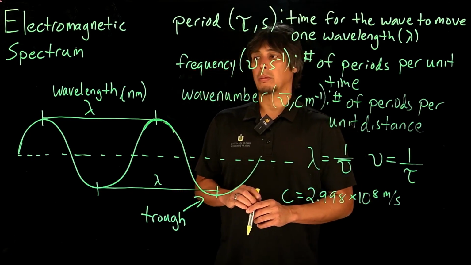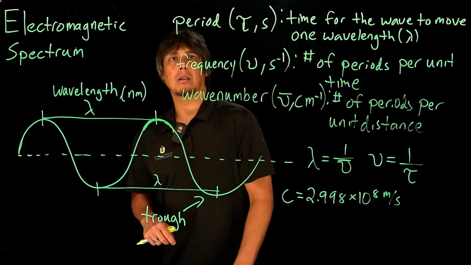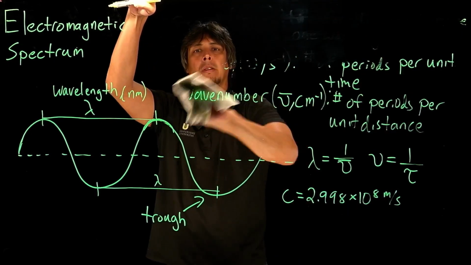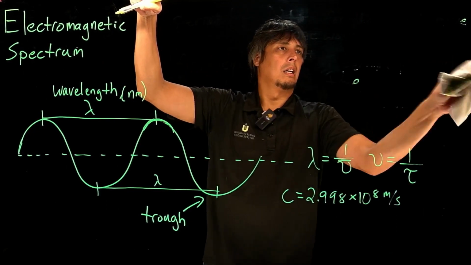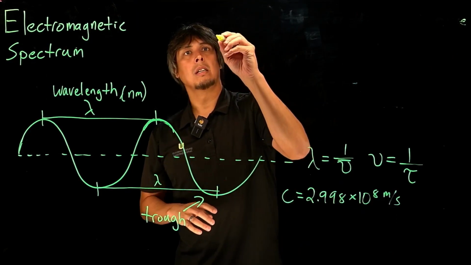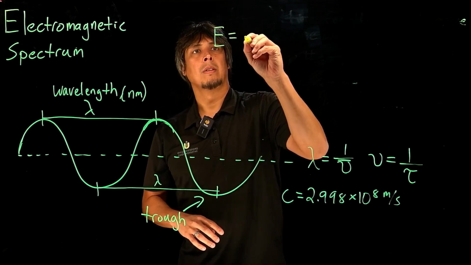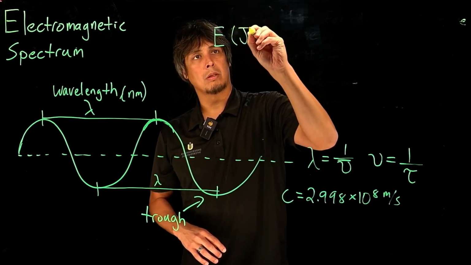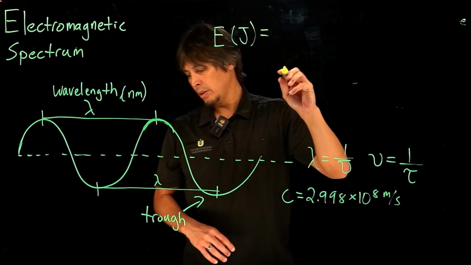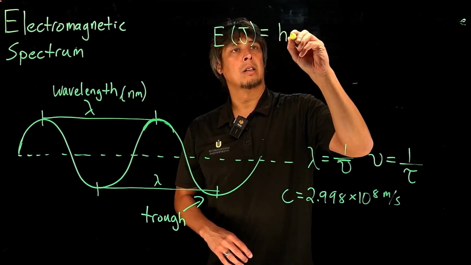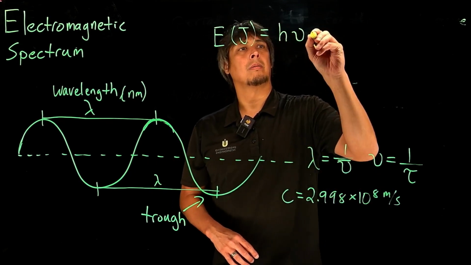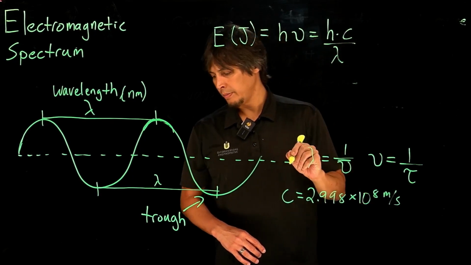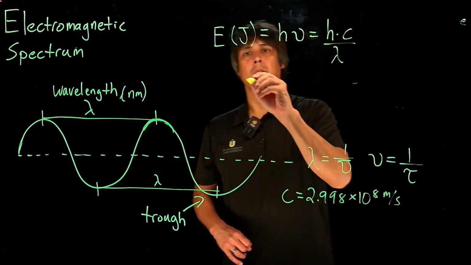In addition, we can also convert to units of energy. The equation for energy is E, energy in joules, so I want to put units there. E in units of energy equals h times the frequency, or we can say h times the speed of light over the wavelength. Either way, that'll get you the same thing, where h is Planck's constant.